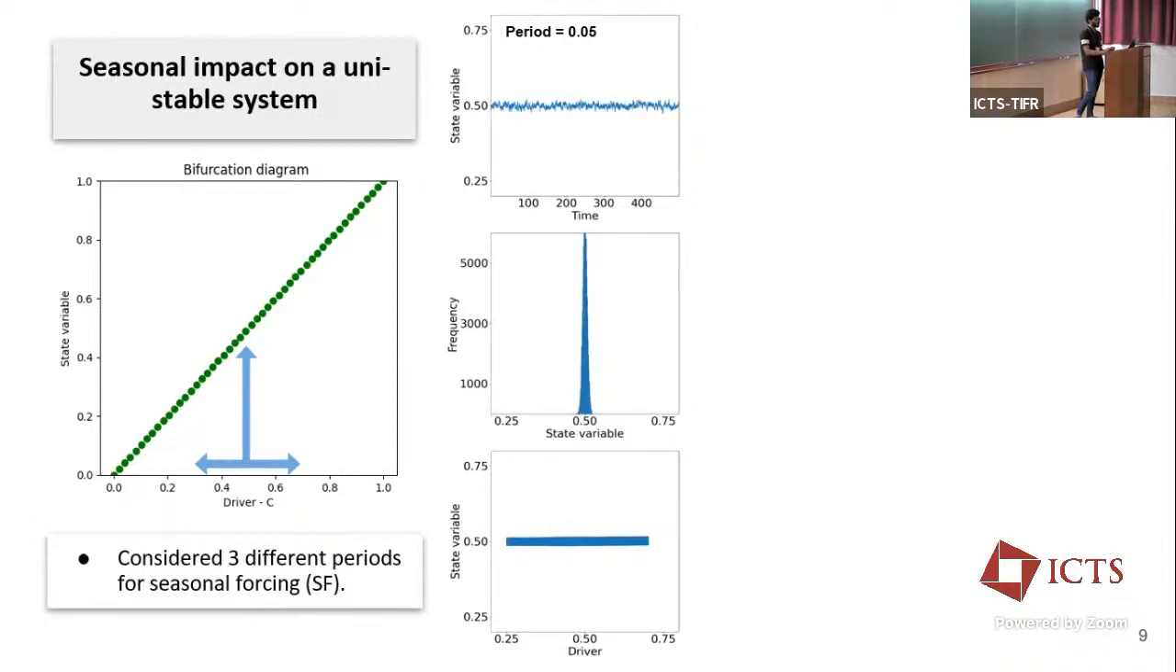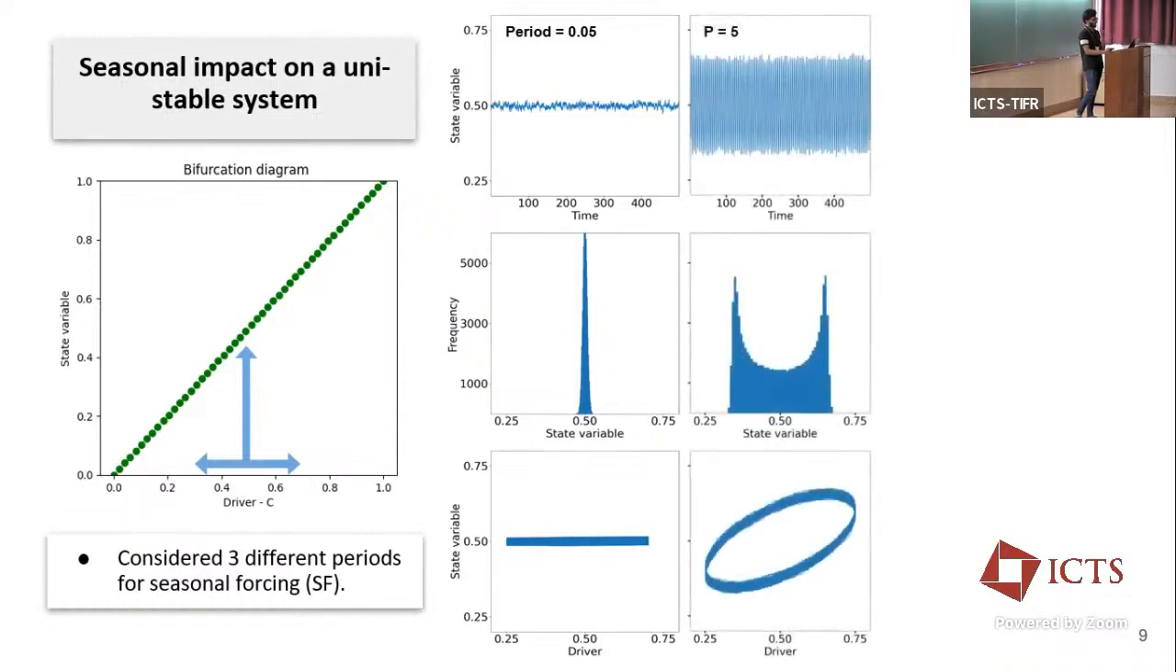And here you can see for the levels of period which are very small compared to the return rate or the time scale of the system, the system resides around the stable state predicted by the bifurcation diagram shown here, which you can see from this histogram. And the third plot denotes how the state variable is changing with respect to the oscillations in the driver. So here, as the period is very low, the fluctuations in the system are happening very rapidly.